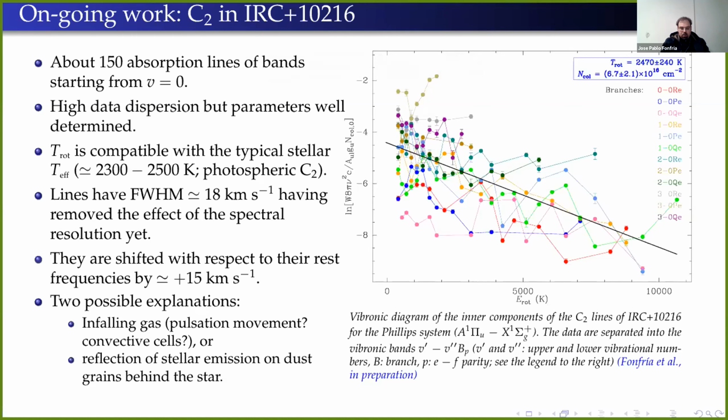The first one is that the C2 is in front of the star, falling on the photosphere, of course. The second one is a bit more complex to explain. It could be that what we are observing is produced by the stellar photosphere: the stellar radiation that is absorbed by the photospheric C2 is reflected in the dust grains that are behind the star and are moving away from us. As I told you, it's not very easy to explain, but I think it's easy to understand actually.